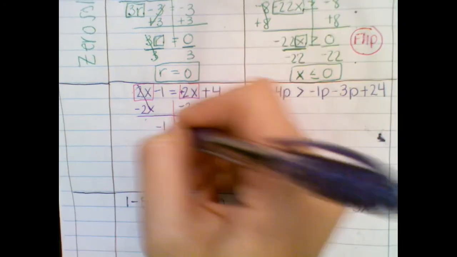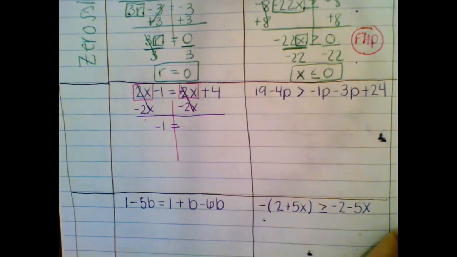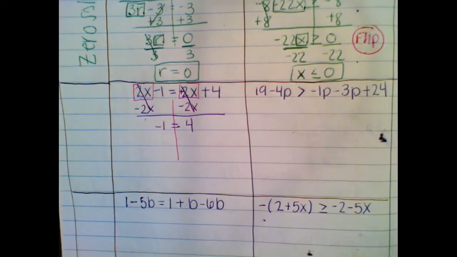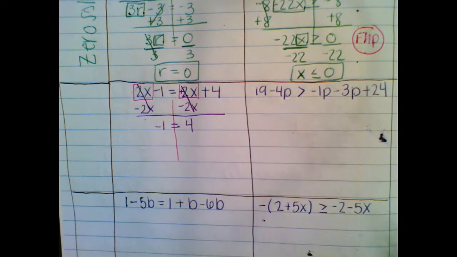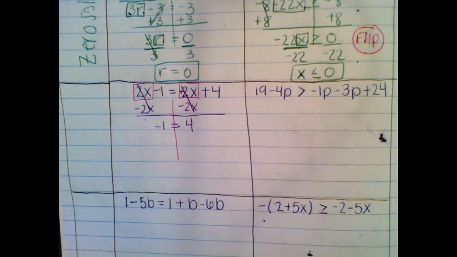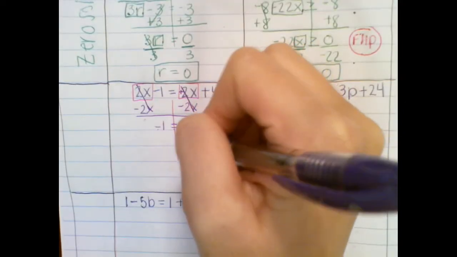I'm going to get negative 1 because that's all that's left equals. Well, these we know cancel out. And I'm going to have positive 4. So I don't have to write the plus 4. Well, now when I get here, there's really not much else to do. Does negative 1 equal 4? No. Negative 1 is not the same as 4. So this is not true.